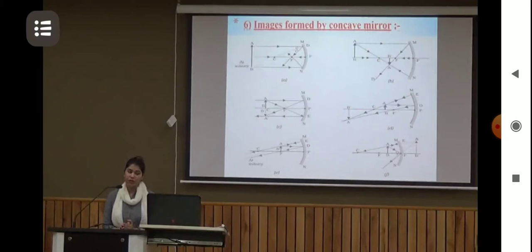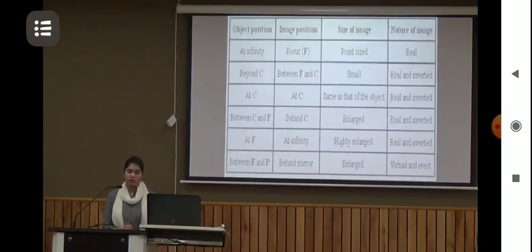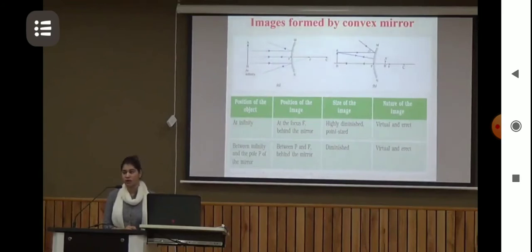For all the other 5 cases, you can see here that the image formed is real and inverted. Now this is the table which is actually showing the object position, image position, size of the image and nature of the image, which we have already discussed. Now this was the image formation by a concave mirror.